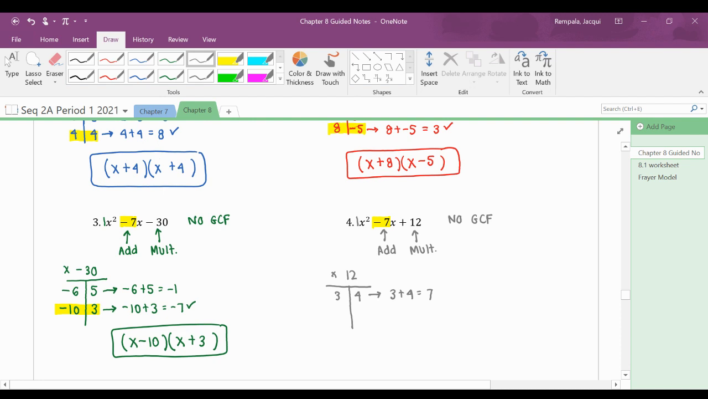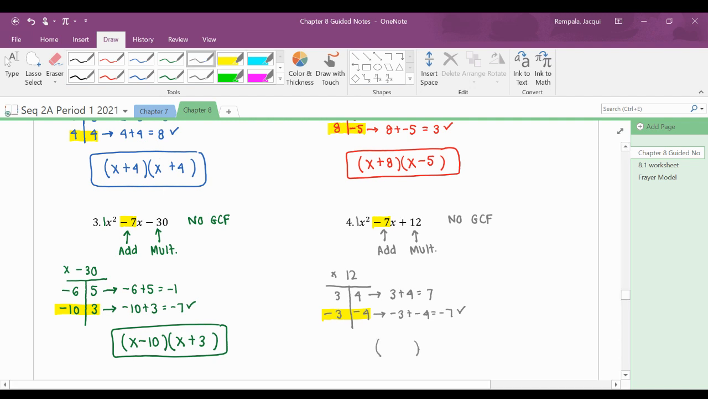So anytime you are multiplying to a positive number but adding to a negative, hopefully remember that two negatives multiply to give you a positive. Negative 3 times negative 4. And then if I add those two negative numbers, it will give me the negative 7 that I am looking for. So don't forget, if it multiplies to a positive but adds to a negative, both numbers are negative.